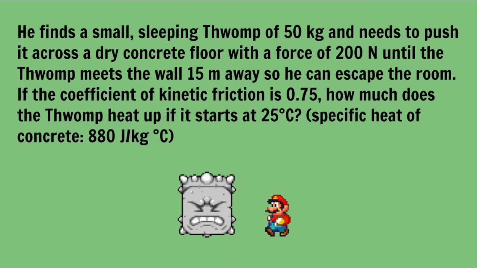If the coefficient of kinetic friction is 0.75, how much does the thwomp heat up if it starts at 25 degrees Celsius? The specific heat of concrete is 880 joules per kilogram Celsius.